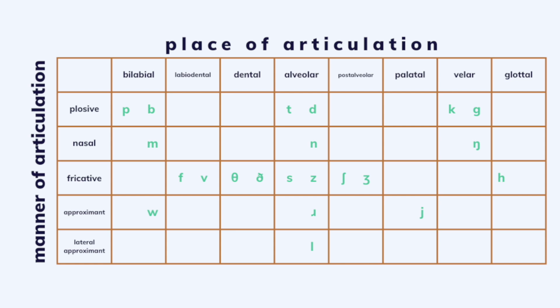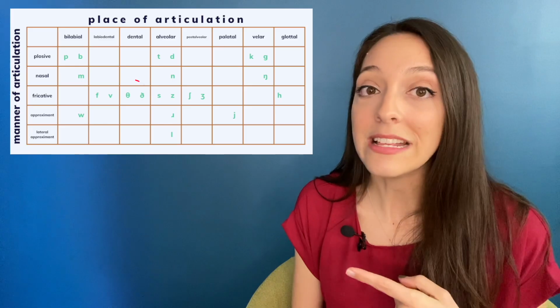On the horizontal axis, you have place of articulation, where in the vocal tract the sound is being produced. And on the vertical axis, you have manner, or how it's produced. I won't go into every category, but I'll give you a few examples. People learning English often struggle with these two sounds.